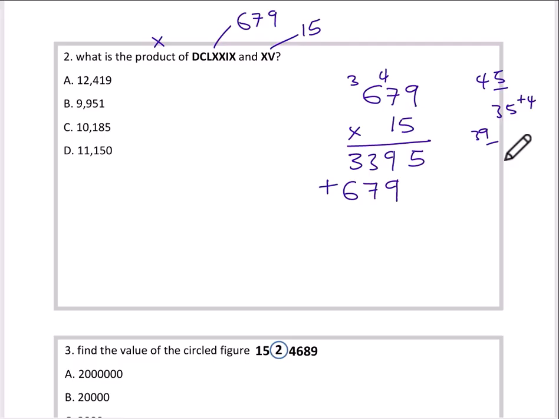From this point we add. So 5 plus nothing is just 5. 9 plus 9 is 18, so you write 8, carry 1. 1 plus 3 is 4, 4 plus 7 is 11. You write 1, carry 1. And then 1 plus 3 is 4, plus 6, that's 10. So we'll write everything down. So here we count 1, 2, 3, and then put a comma. So we'll have 10,185, and that's option C.